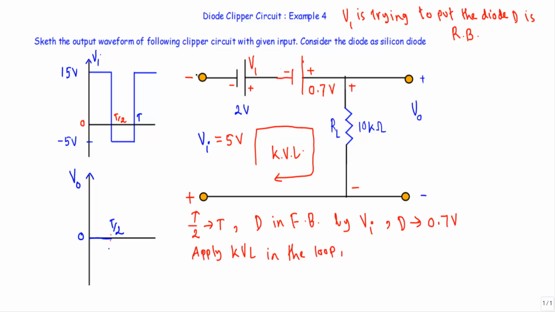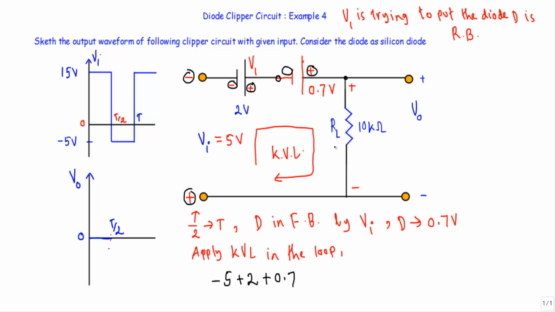From this point to this point, I will see this input voltage. It's positive terminal first, negative terminal later. Therefore, its voltage will be -5. From this point to this point, I will see this 2 volt source. Its negative terminal first, positive terminal later. So its voltage will be +2 volt. From this point to this point, I will see the diode equivalent circuit of 0.7 volt source. Its negative terminal first, positive terminal later. Therefore, its voltage will also be positive, 0.7.